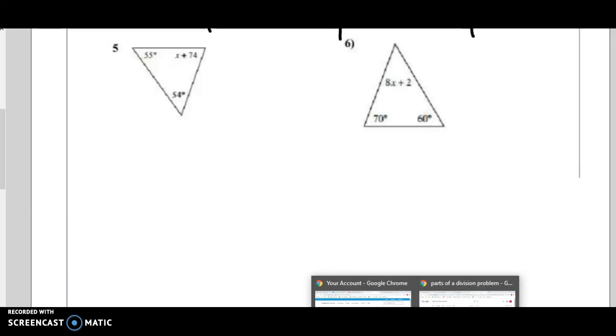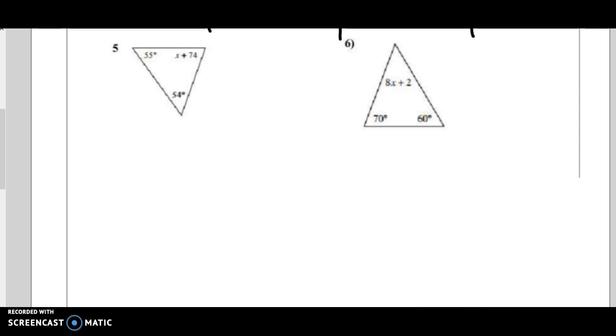Alright, so in this video, we're going to continue working with the triangle angle sum theorem, but what's different is we're now going to have to create equations and then solve them. The reason we did combining like terms and solving equations for the warm-up is because we have to put those two concepts together to solve these problems. So let's take a look at question 5.